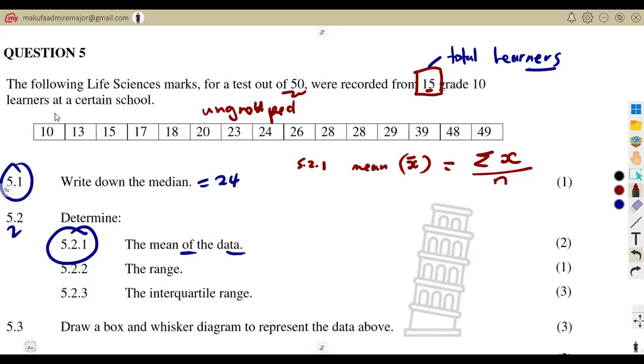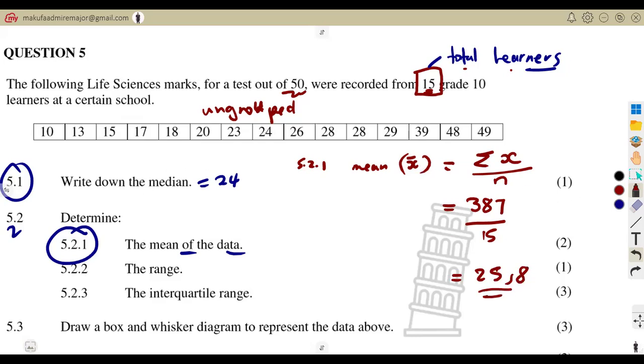This is ungrouped. You add this 10 plus 13 plus this plus this. So just use your calculator, add everything up to the last digit here, up to the last one. You are going to get 387. Using your calculator properly, add these up to the last one over the number of terms. How many learners do we have? There are 15 learners all in all here. So you divide by 15. That was going to give us 25,8 as your what? As your mean.